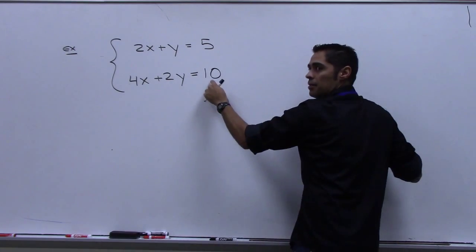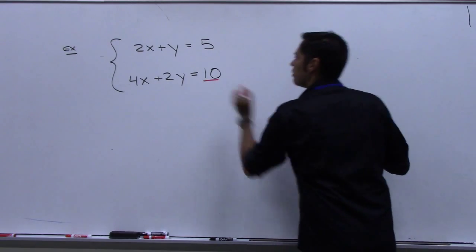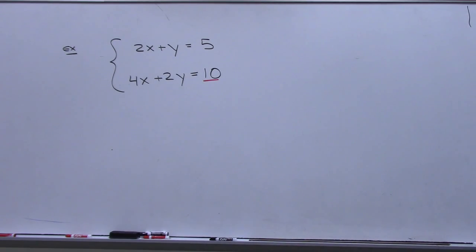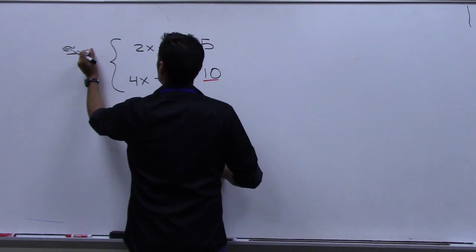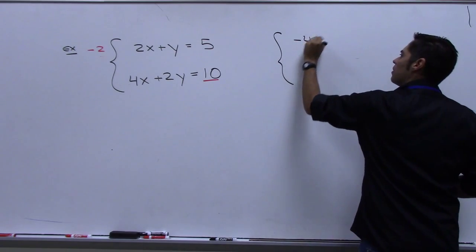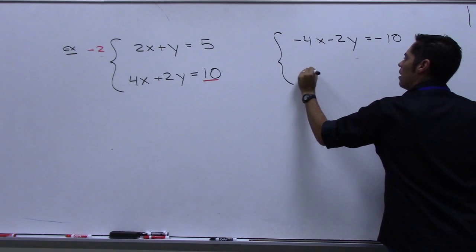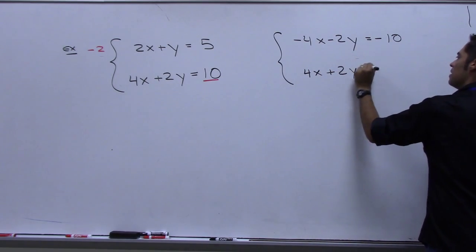Change that 8 right there to a 10, and then let's see what happens. So all I changed is this to a 10. When you do your negative 2 through the top, your new system will be negative 4x minus 2y equals negative 10. Your bottom equation is 4x plus 2y equals positive 10.